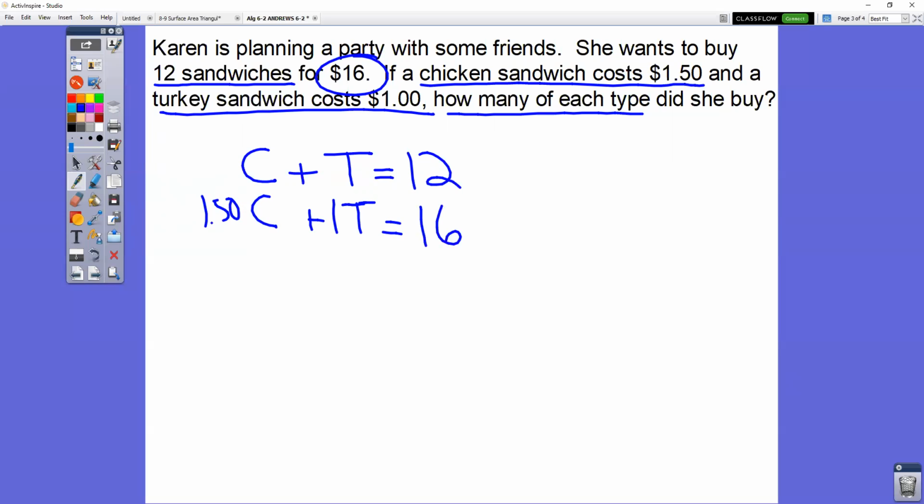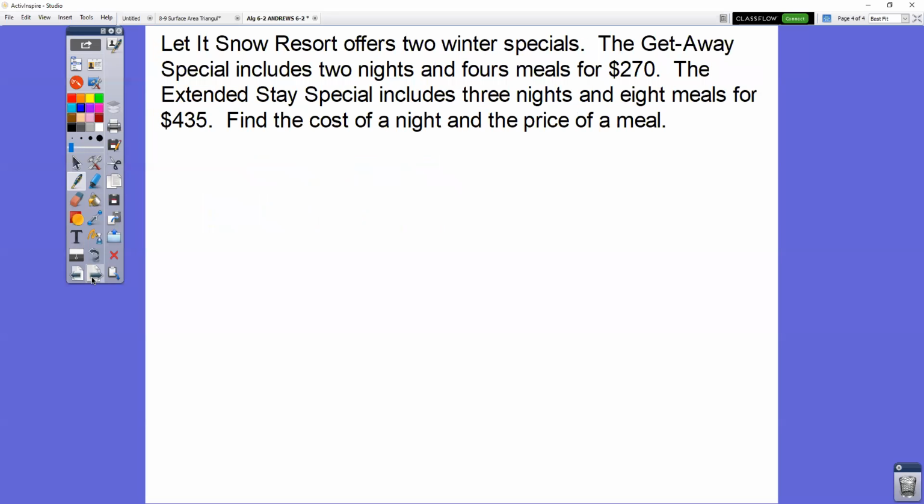We're not actually going to solve this one. We're just going to set it up. But this is how you would actually set it up. This one's a little bit more difficult because they don't specifically say this and this equals this. This one is a little bit more all over the place, and you have to piece together what they're talking about. All right, this is our last one.